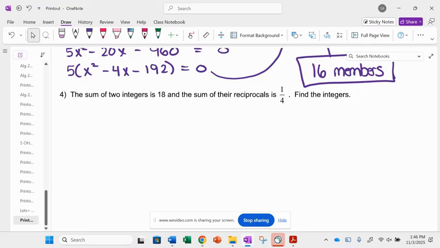So when it says the sum of two integers is 18, I do not want to see x plus y equals 18. There will not be any systems here. We do not want two equations. So when it says the sum of two integers is 18, to keep this in one variable, I'm going to let x equal the first integer. And if the sum is 18, how would I represent the second integer? You got it. 18 minus x will equal the second integer.